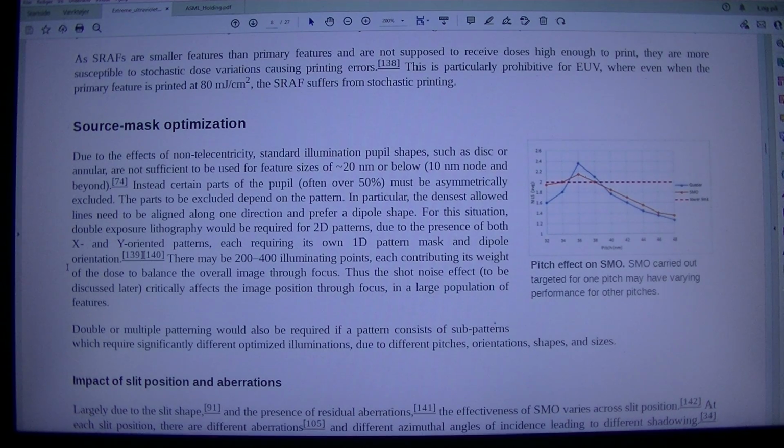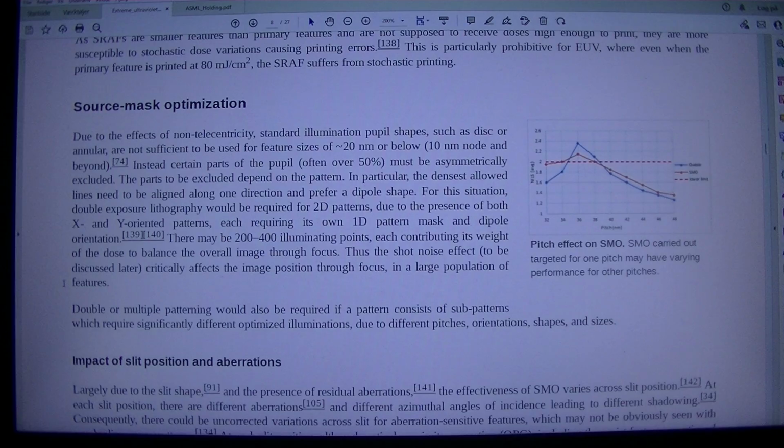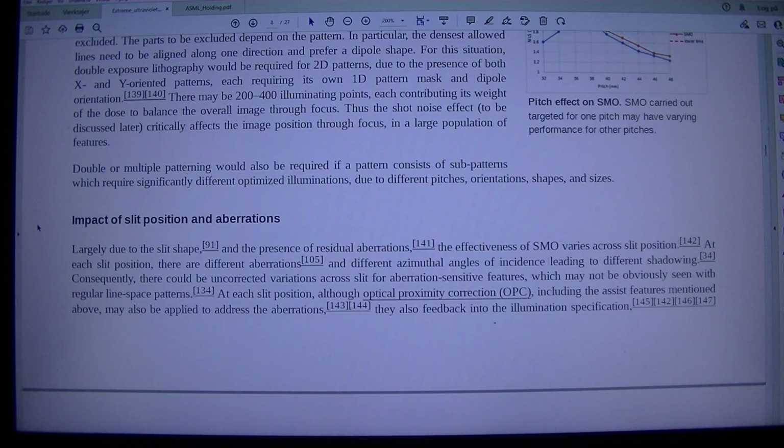139, 140. There may be 200-400 illuminating points, each contributing its weight of the dose to balance the overall image through focus. Thus the shot noise effect, to be discussed later, critically affects the image position through focus in a large population of features. Double or multiple patterning would also be required if a pattern consists of sub-patterns which require significantly different optimized illuminations, due to different pitches, orientations, shapes, and sizes.